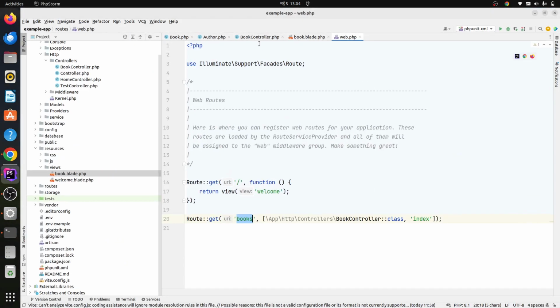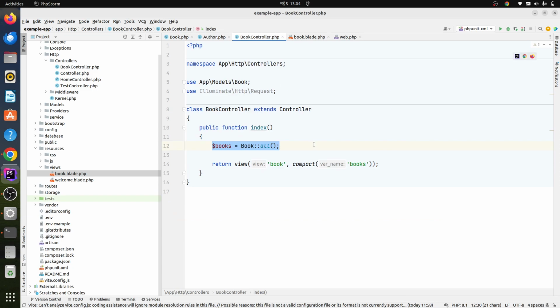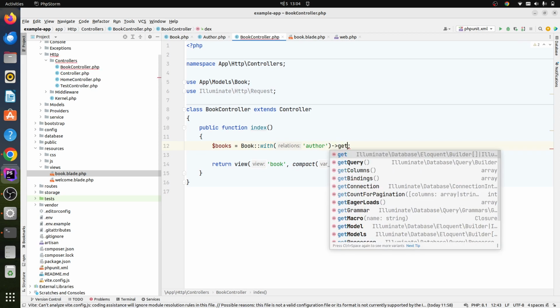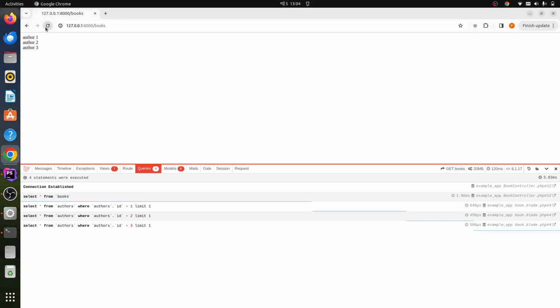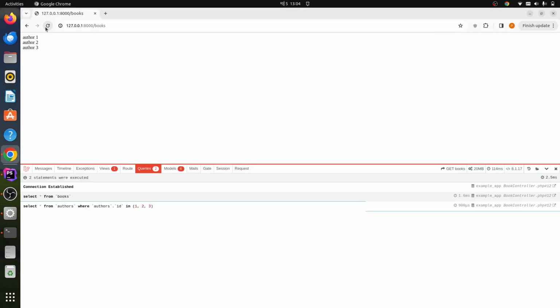To solve that, what we can do is something called eager loading. For that we have the with keyword and then we pass the relationship. In our case it's author, and then we call get, right? Now if I refresh this page, we have 3 authors. The output is the same as the previous one.